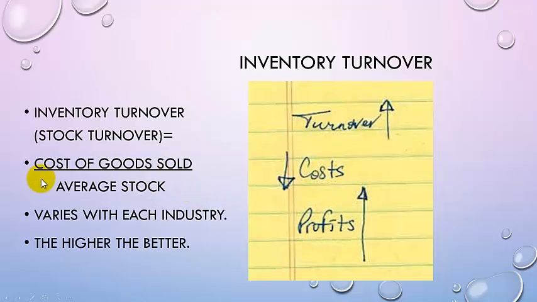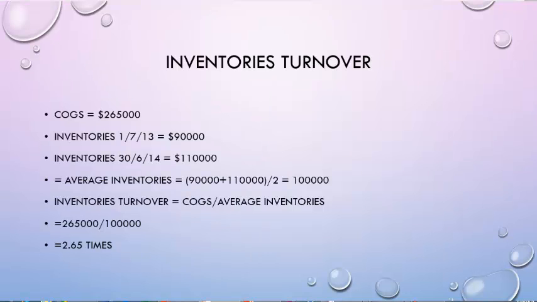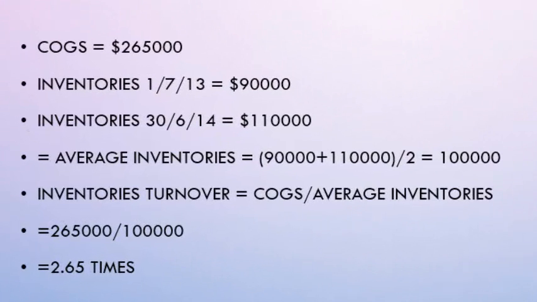Here is the formula that you use to calculate the inventory turnover, also called the stock turnover. You calculate it by taking the cost of goods sold and dividing it by your average stock. This level of turnover will vary from industry to industry, and as I've already indicated a number of times, the higher the better. Now let me give you an example using some figures.